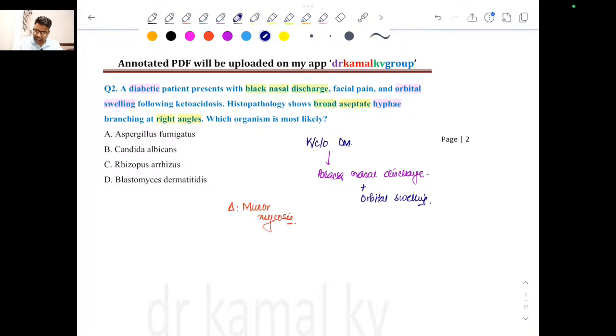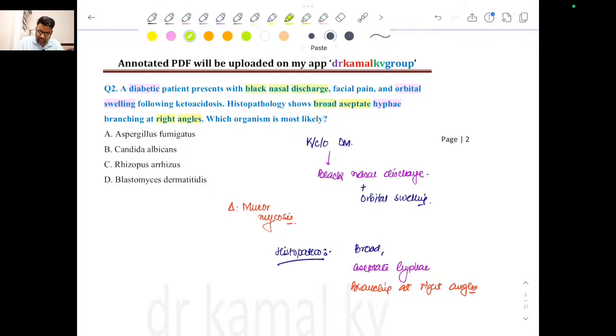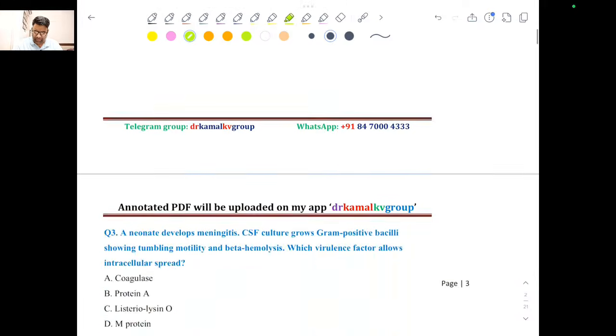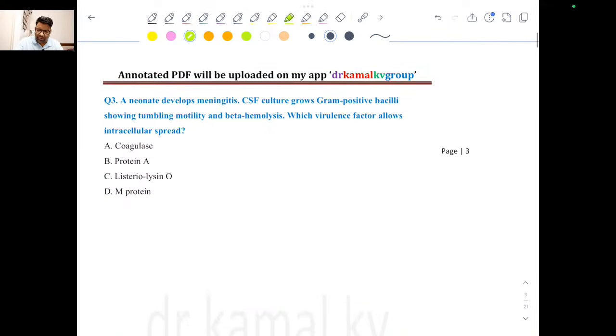Okay, and what we see in histopathology is showing us broad aseptate hyphae and branching at right angles. Clear? So, this is all classical for Rhizopus arrhizus, right. So, this is how you can remember it. Very common questions. Yes, everyone is right. Now, moving forward to the next question.